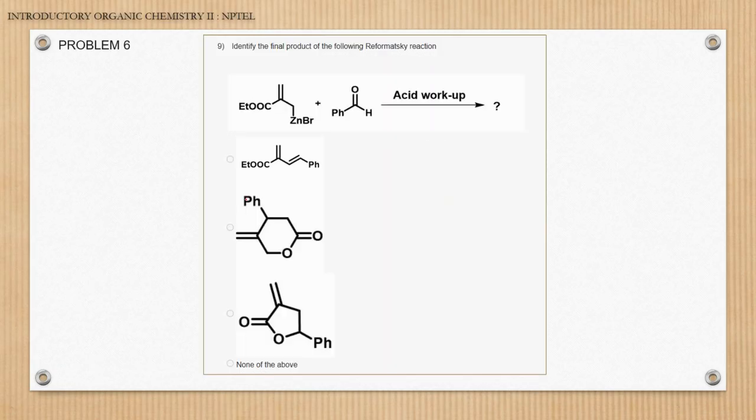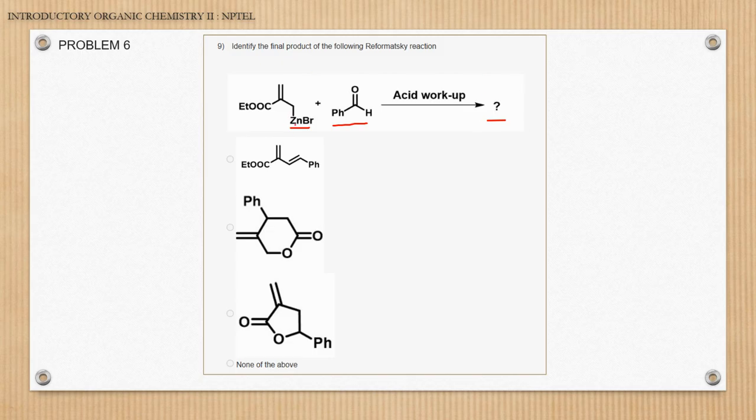Okay. So now moving towards problem number 6. They are telling you to identify the final product of the following Reformatsky reaction. So if you guys recall, I have told you about the Reformatsky reaction in the previous lecture only. We have seen an example of that in the previous lecture. So here also we will see this. So what is happening? You have a zinc bromide containing ester and benzaldehyde and they have done the acidic workup. So you have to figure out what will happen in the reaction and what will be the end product.